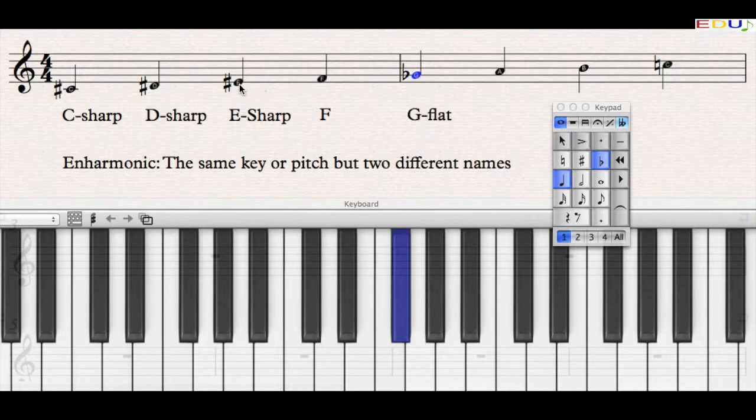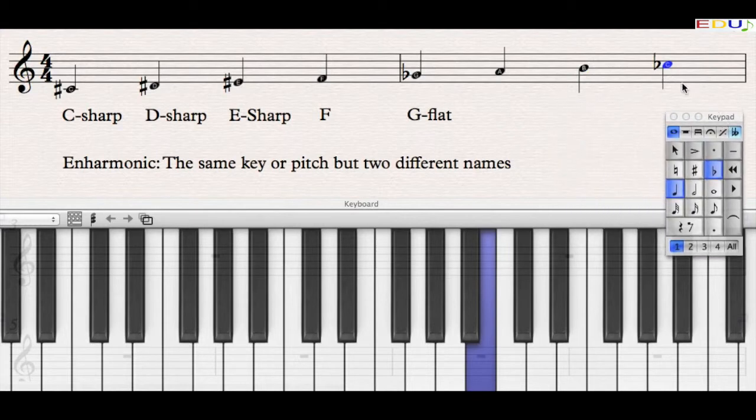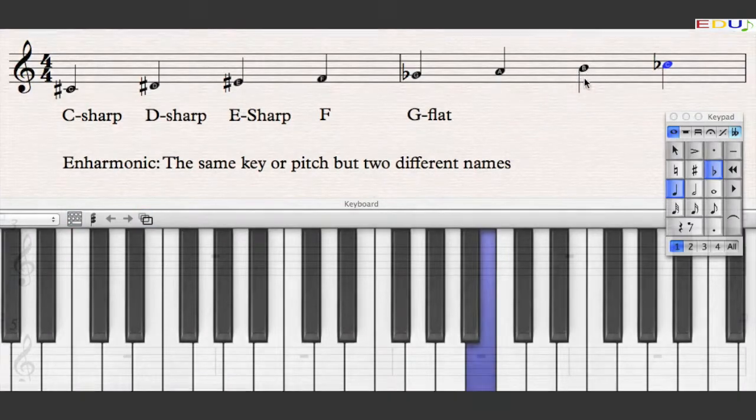And of course there are E flats and D flats and also C flats. Here we are on the C. I flatten it and you see it goes down by a semitone to the key where we usually find the B. So you can also say that C flat is enharmonic to B.